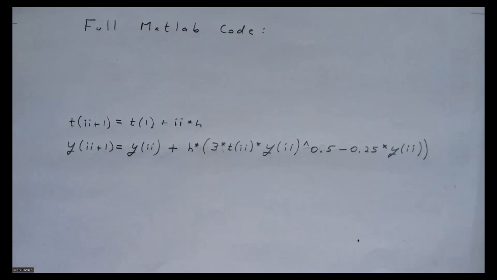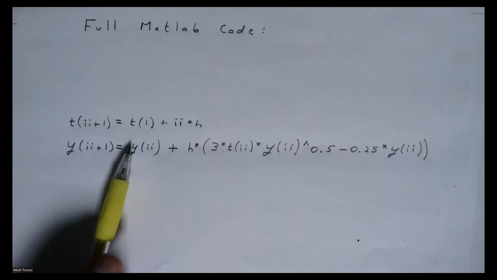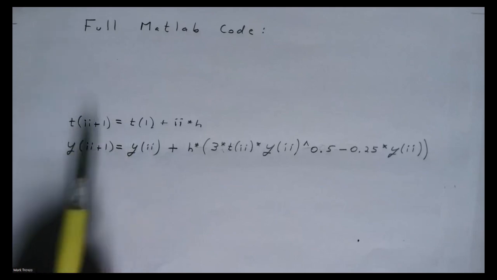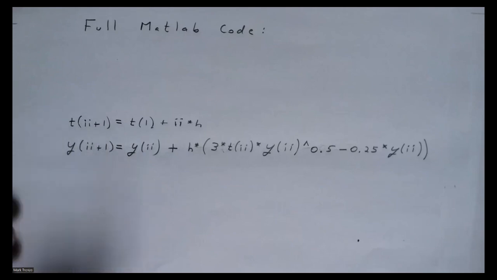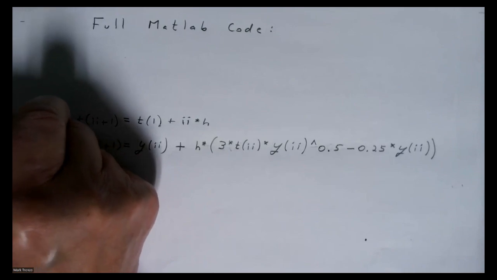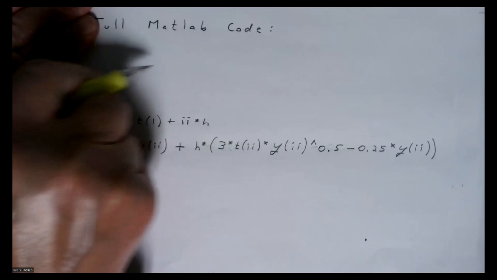Oh, and by the way, as I probably mentioned previously, I always use ii instead of I for my index, because often Matlab will interpret I or J, if they're by themselves, as a complex number. So I don't want to have that happen. So let's make our loop here for ii equal 1.